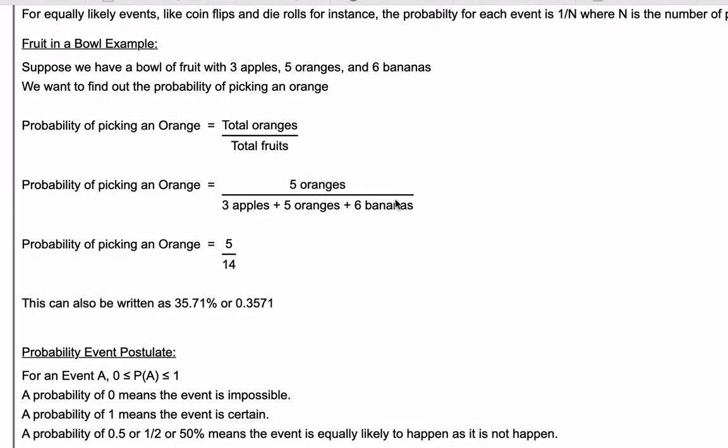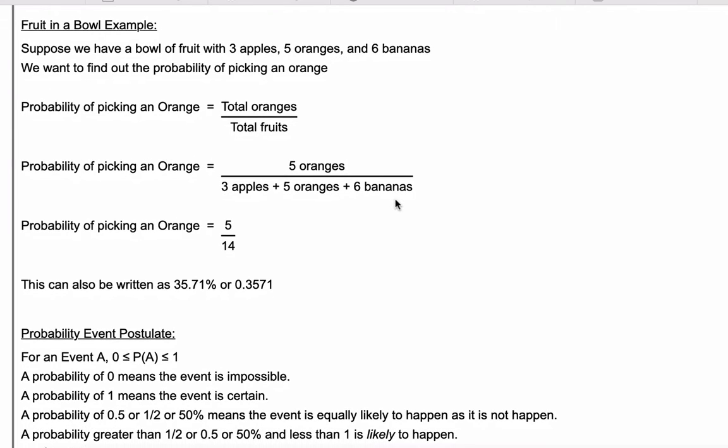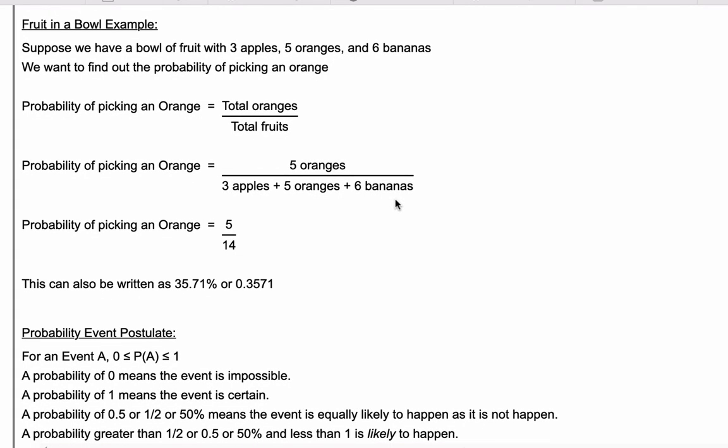Now let's take it a step further. You won't always have something neatly packaged like equal possibility outcomes. So let's try one where the possibilities are not equal. Let's take a fruit in a bowl example. Suppose in your kitchen you have a bowl of fruit, and inside the bowl you've got 3 apples, 5 oranges, and 6 bananas. We want to find out the probability of picking an orange.